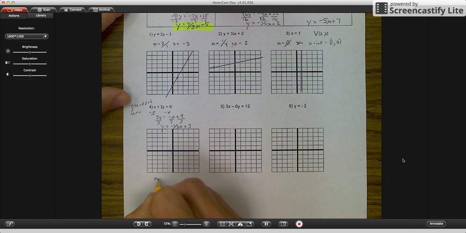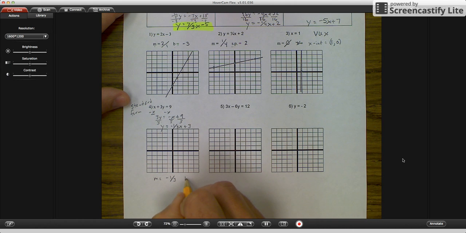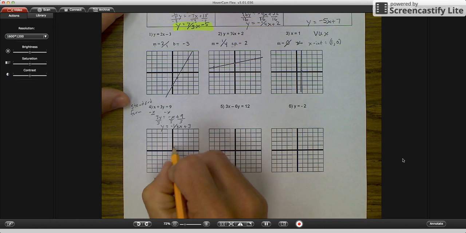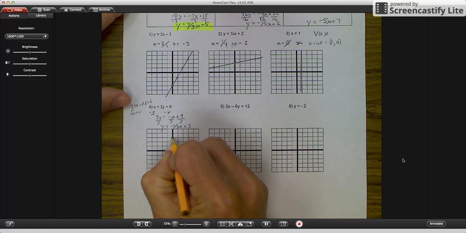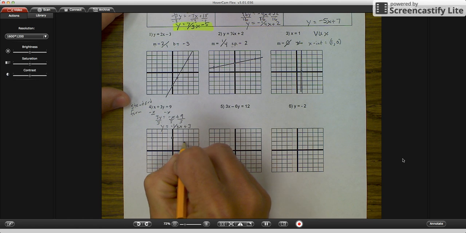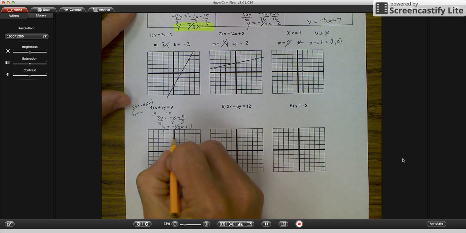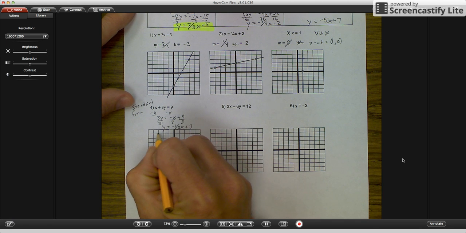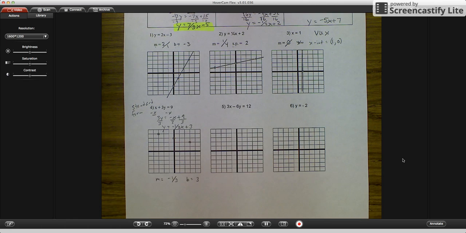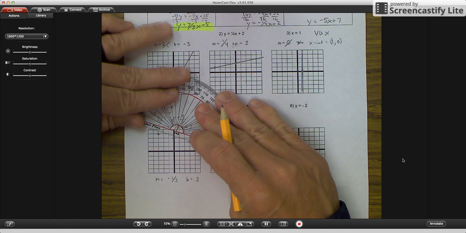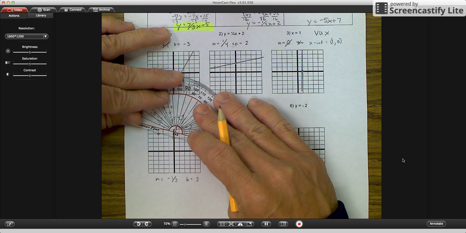My slope, negative 1/3. My b, positive 3. So 1, 2, 3 up on the y-axis, down 1 to the right 3. If you have a negative, you always have to go down 1 and to the right, or up 1 and to the left. And then we graph our line.